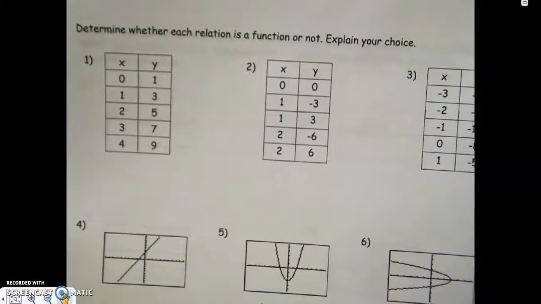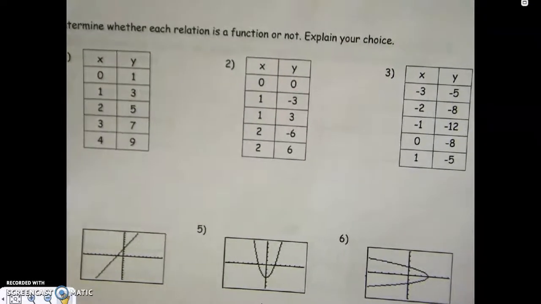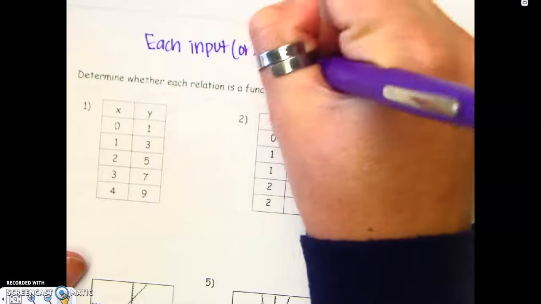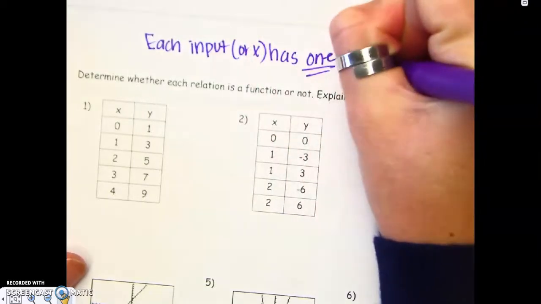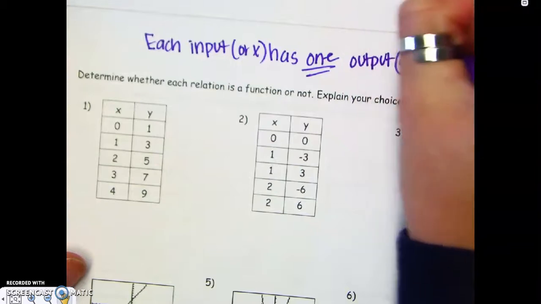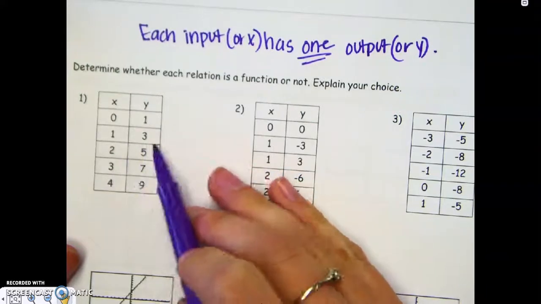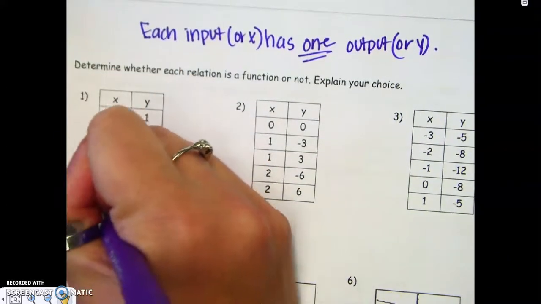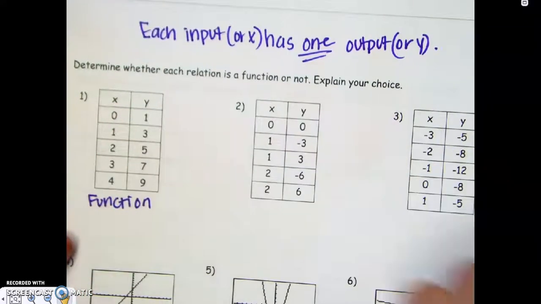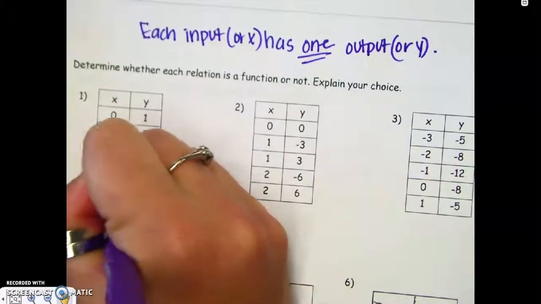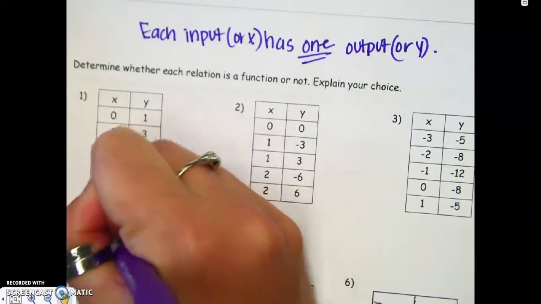So let's go through some examples. It says, determine whether each relation is a function or not. Explain your choice. So I'm going to look for if each input, or x, has one output, or y. So if I look down here, I have 0, 1, 2, 3, 4, and they all go to different places. So number 1 is a function. Okay, and because you can say each input has one output.